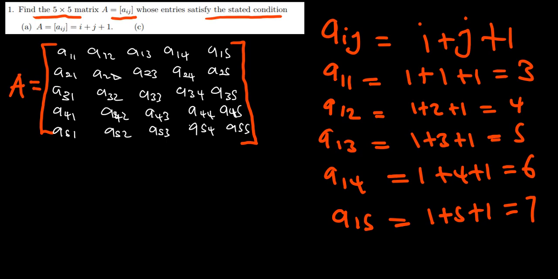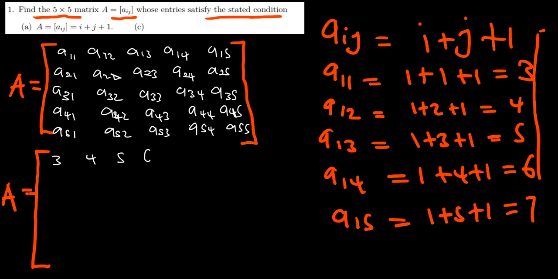So can you see a pattern that is happening in this question? We're just going 3, 4, 5, 6, 7. So if I write my first row in my matrix, it will be those numbers that are found here. The first one will be 3, and then I go to 4, then 5, 6, 7. These will be the entries in the first row.